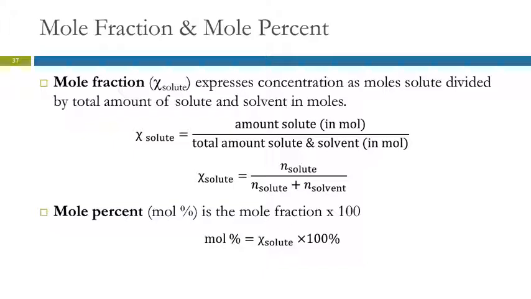Mole fraction and mole percent. Mole fraction is given the symbol chi. So chi solute would be the moles of solute divided by the total moles of the solution, the moles of solute and solvent. So it's a fraction. A fraction is a percentage that hasn't been multiplied by 100. So it's the part over the whole, but in moles. So we could also express it this way. Chi solute is the moles of solute divided by the sum of the moles of solute plus the moles of solvent. If you take that and multiply by 100, you get the mole percent.